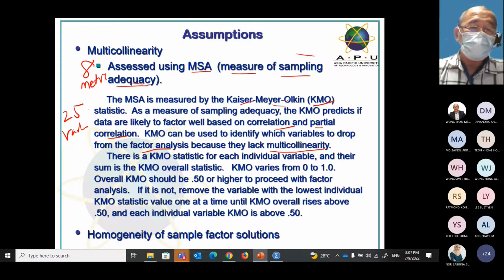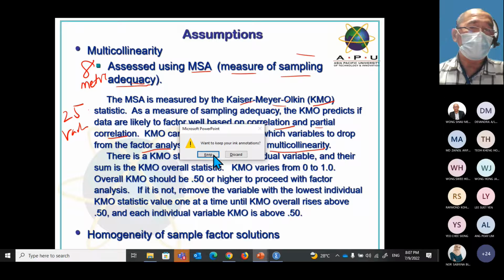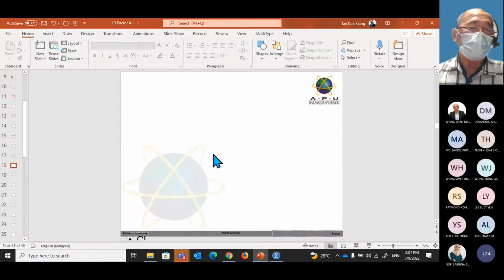If they decide to drop one or two variables, are the dropped variables their own factor, or totally taken out? Totally taken out. But actually, don't worry too much, I will show you now.